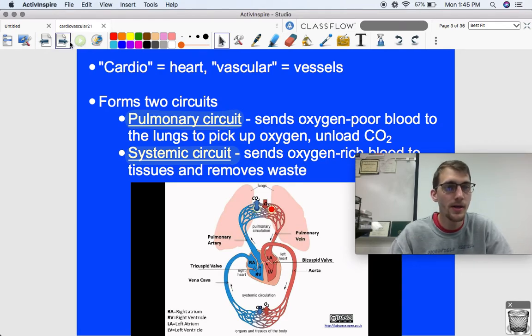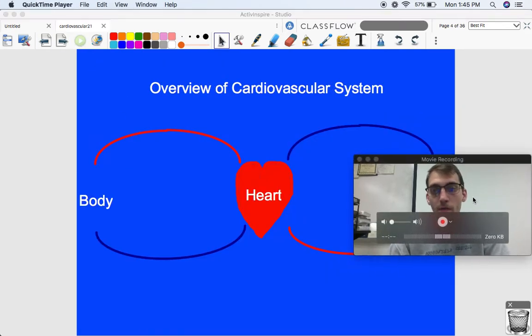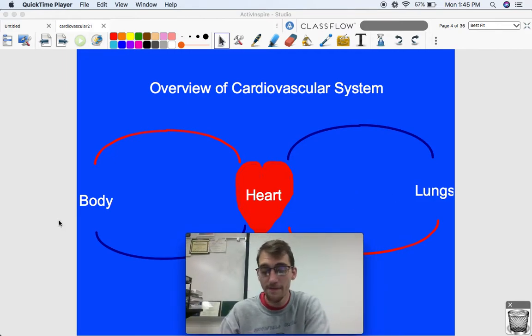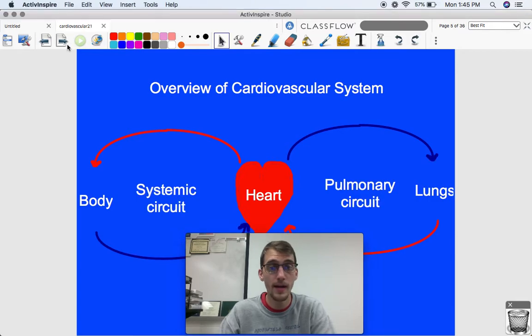Okay, an illustration of this looks like this. Here's an overview of the cardiovascular system that we're going to look at. So it's really just like a figure eight. That's all the cardiovascular system really is. We have a systemic circuit and a pulmonary circuit. The systemic circuit includes the heart and the rest of the body. The pulmonary circuit includes the lungs and the heart.